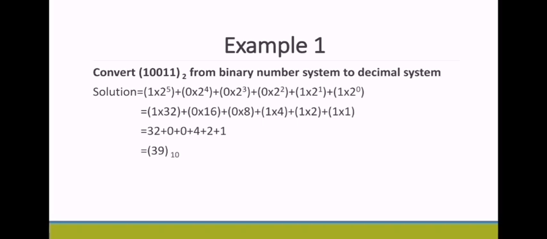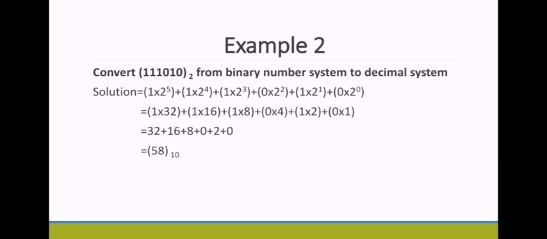Now we will multiply these numbers. Now we'll add these numbers. 32 plus 0 plus 0 plus 4 plus 2 plus 1. We will add these numbers and the result is 39. Now our binary number system is converted into decimal number system.